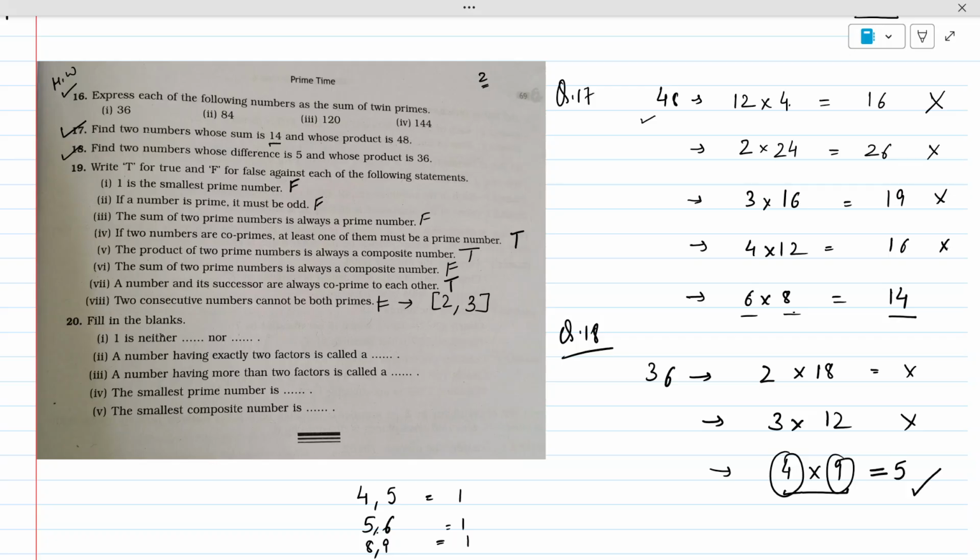Okay. Next, fill in the blanks. One is neither composite nor prime. A number having exactly two factors is called a prime number. A number having more than two factors is called a composite number. The smallest prime number is 2. The smallest composite number is 4.